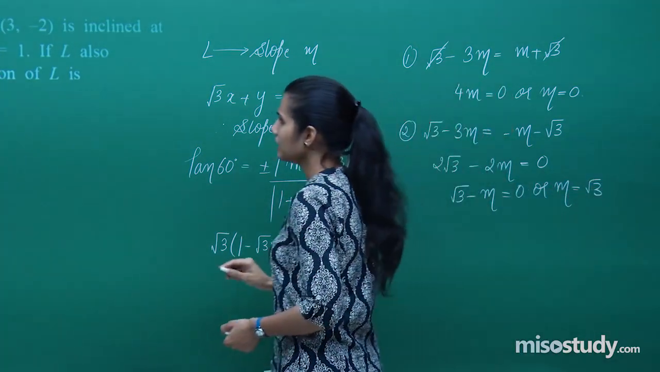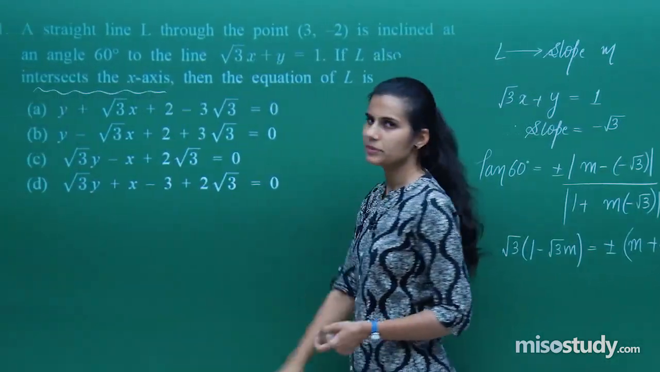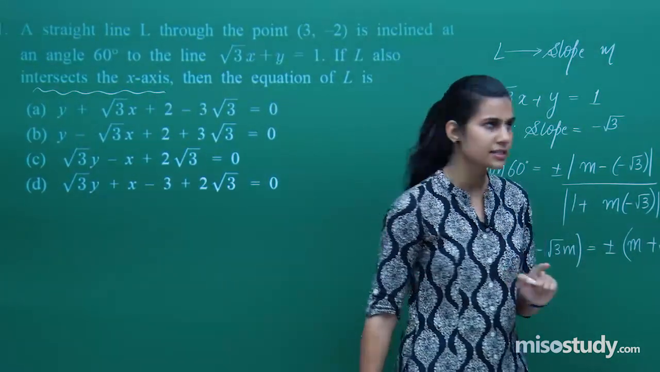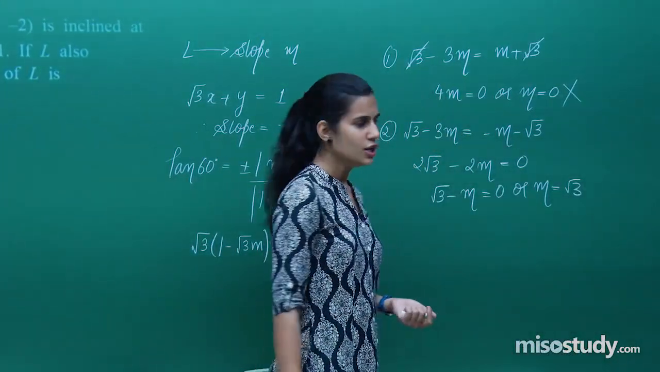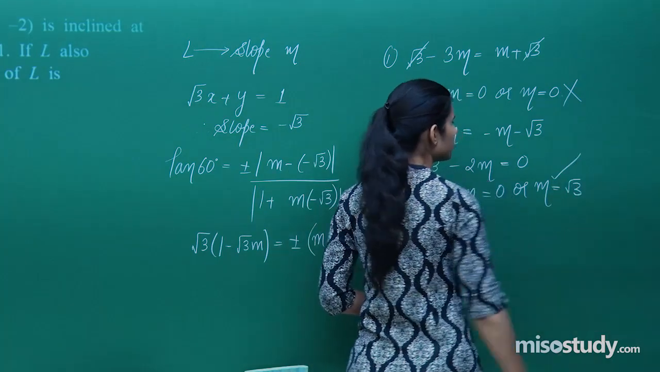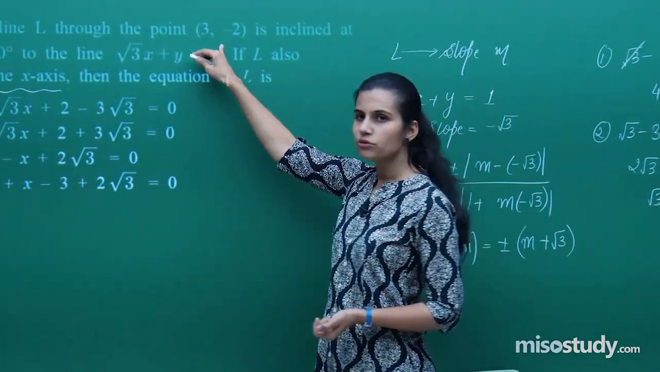Now, it is given to me that it is intersecting the x-axis. If it is intersecting the x-axis, that means it is not parallel to the x-axis. If it is not parallel to the x-axis, slope cannot be 0. So, slope has to be root 3. Now, I know the slope of the line. I also know that it is passing through (3, -2).